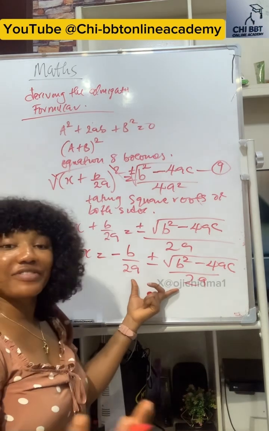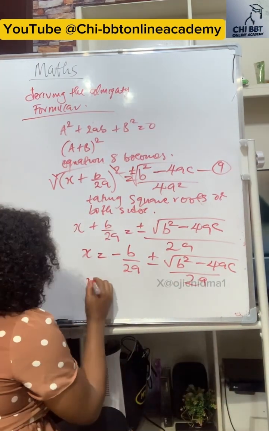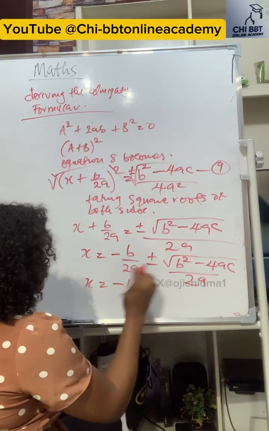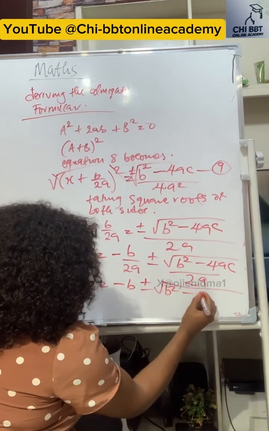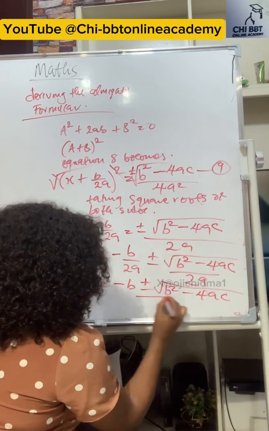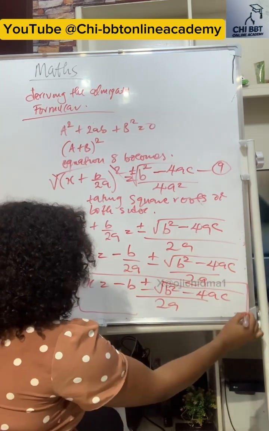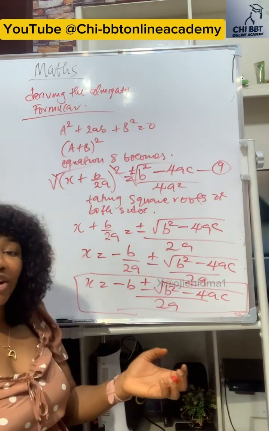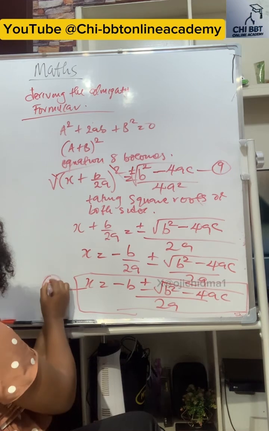Now look, they have the same common denominator. You have to singularize them. Take one. x is now equal to minus b, we're taking this, plus and minus root of b raised to power 2 minus 4ac all over 2a. Now we have found the general formula, or the almighty formula. This is it, and this is equation 10.